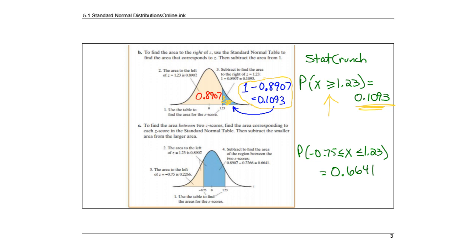For the last one, we want to know the area between. So between negative 0.7 and 1.23. So what you're going to do is when you hit the calculator normal, there's a box near the top of the graph where you can hit between. And then this will actually calculate the area using StatCrunch. If you use the table, you have to calculate 2 different z-scores and then subtract them to find in between.